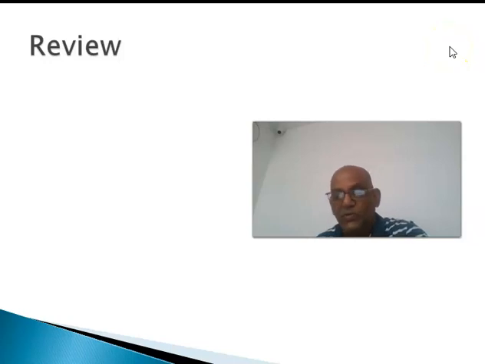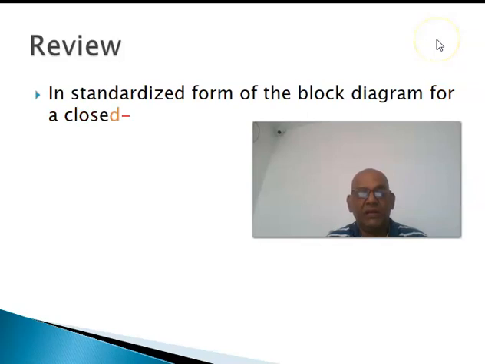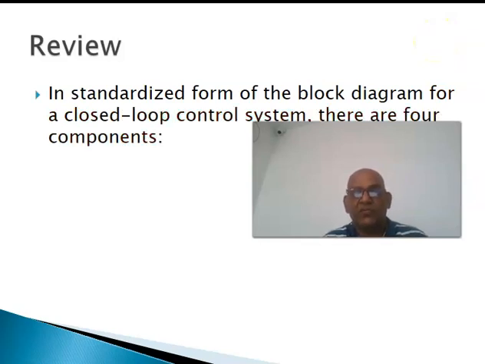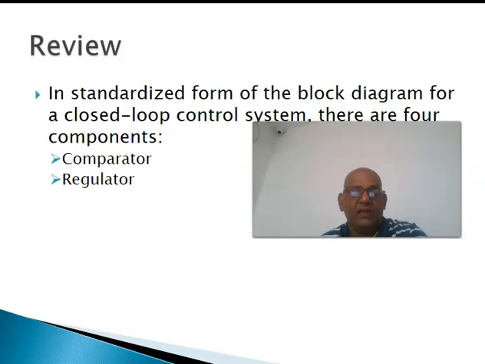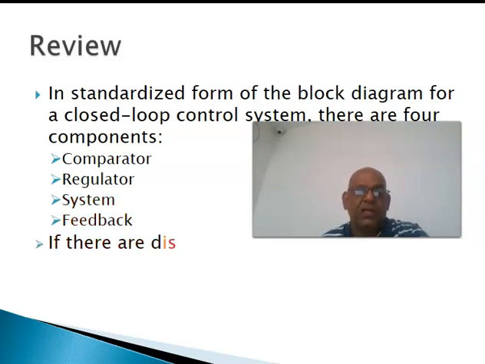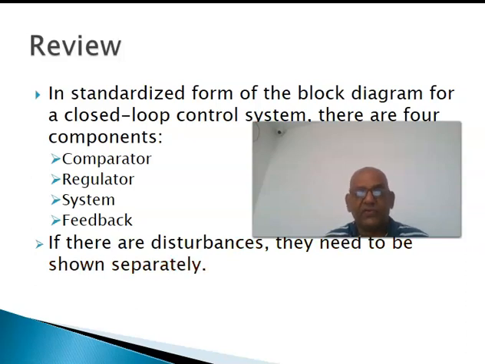Before we jump into the video itself, we'll do a quick review of what we have seen earlier. In the standardized form of a block diagram for a closed loop control system, there are four components. One is a comparator, then the regulator, then the system to be controlled, and then the feedback. Of course, if there are disturbances, they need to be shown separately.